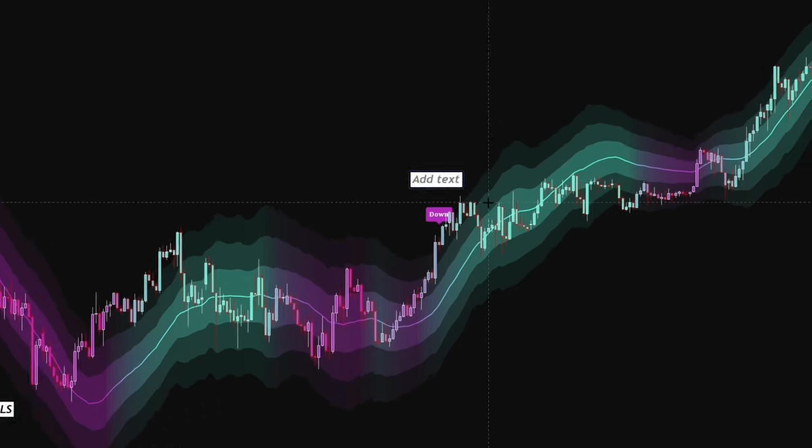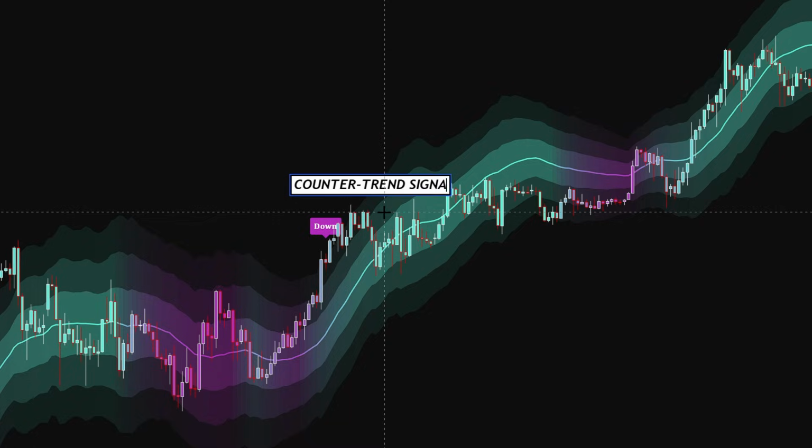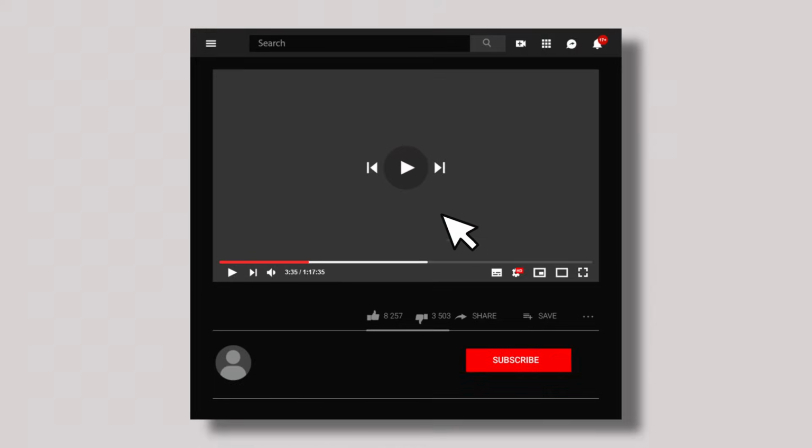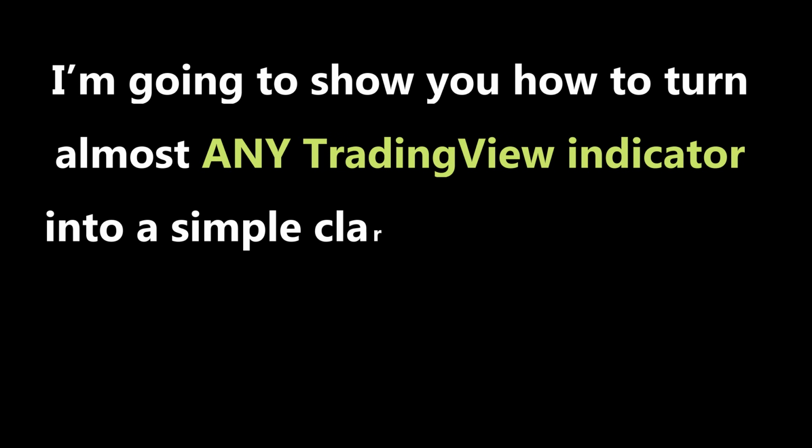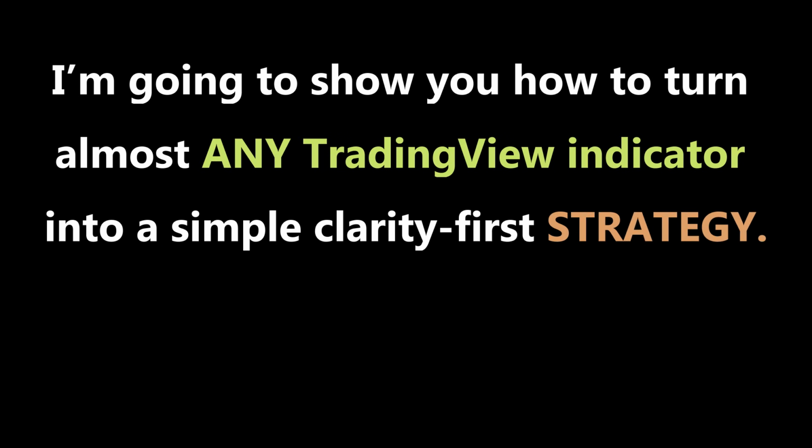And this is where most traders get stuck, because the indicator itself isn't broken. The real problem is how it's been used. In this video, I'm going to show you how to turn almost any TradingView indicator into a simple clarity-first strategy that actually works for scalping, day trading, and swing trading.